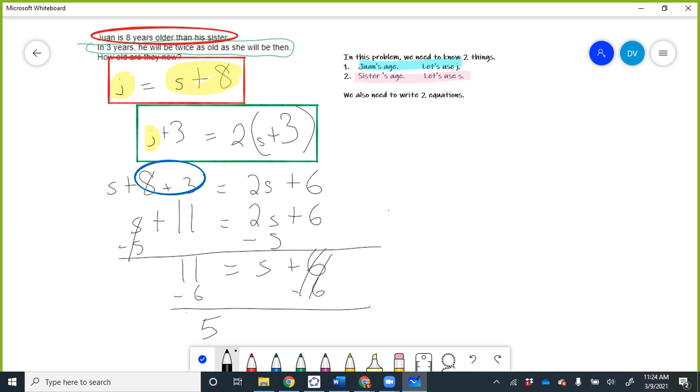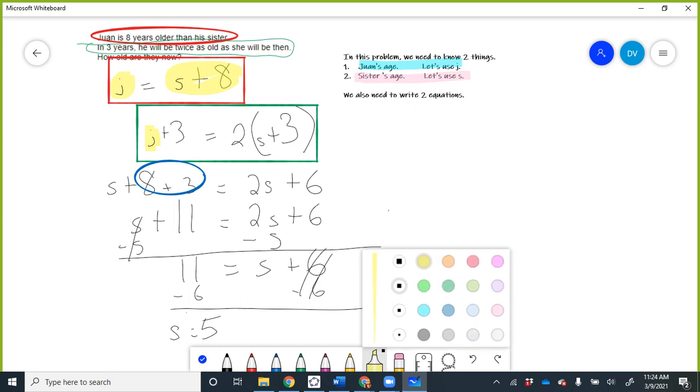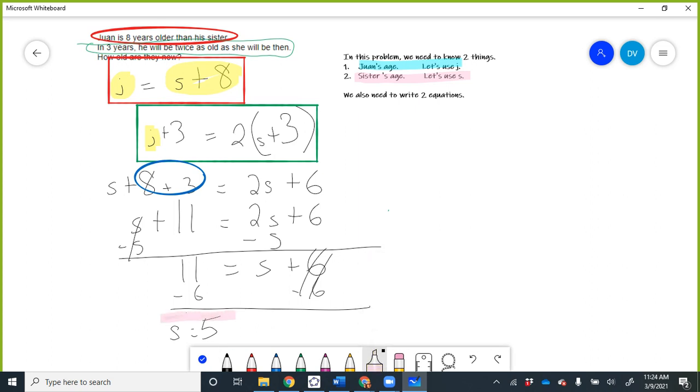And I'm going to put the S on the other side of the equals. And that's why I like to write my letters smaller. We don't want that S to look like a 5. So let me highlight that. Remember we had said you don't have to do this, but I'm going to use pink to highlight this part. S, which is his sister's age, right? Remember up here, is 5.